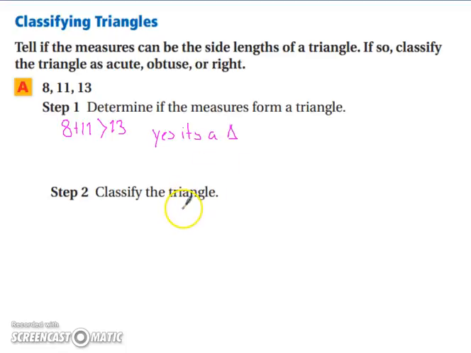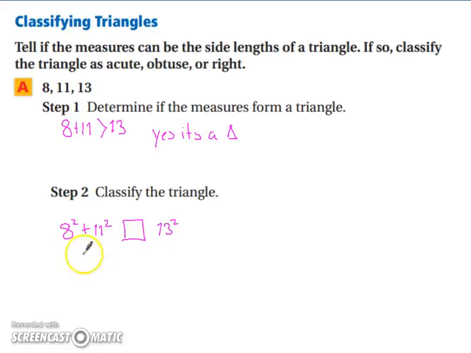Now we need to classify the triangle. So you're going to take your two smaller sides, that will be your a and your b, because remember, your c is always the largest side in the triangle. Always, always, always. So you have 8 squared plus 11 squared. We are not sure whether it's equal, greater than, or less than. That's what we're trying to figure out. And then we have 13 squared.